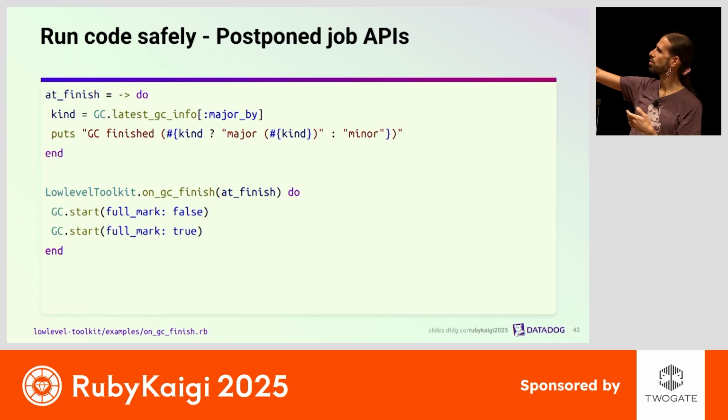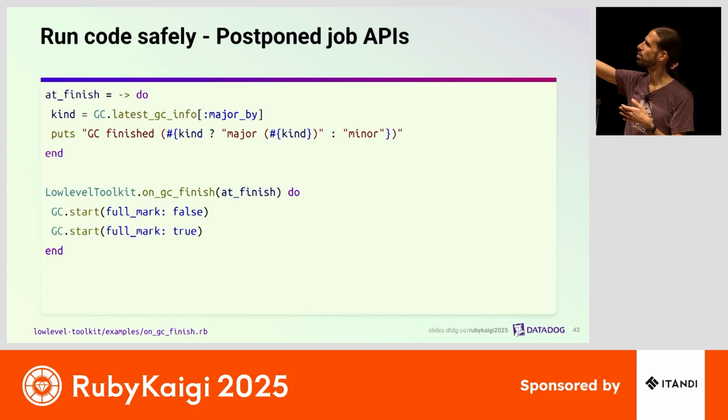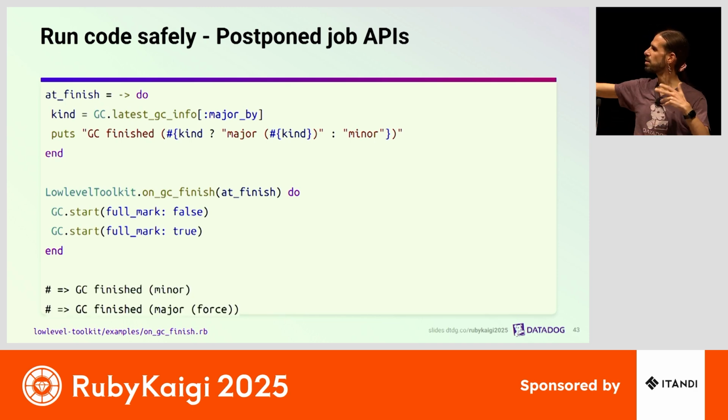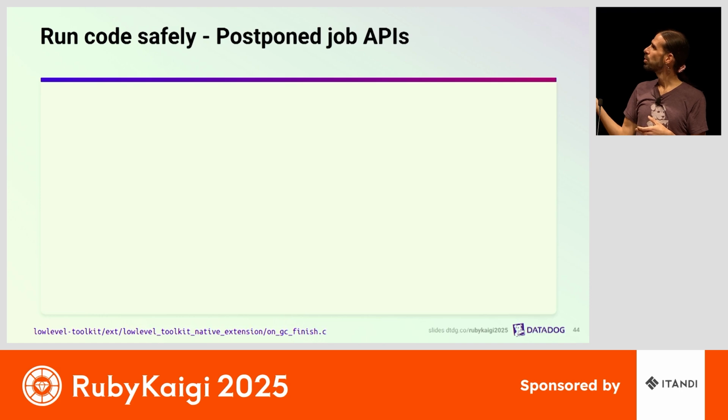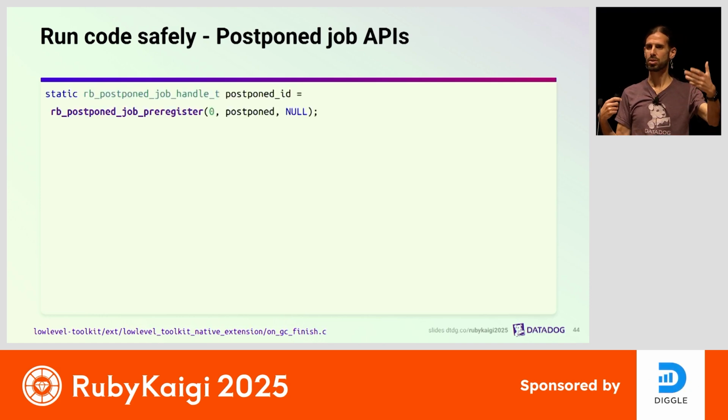So what if we wanted to do something like this? We have the onGCFinish, and onGCFinish gets a lambda, and our lambda will actually print when the GC finishes, and will also print the kind of GC. And here, again, we're running two different kinds of GC, and we want this to be the output. How can we build this using the postponed job APIs? Well, we start by pre-registering a callback. Our callback is called postponed in this situation. So we tell Ruby, okay, at some point in the future, I will want to call this.